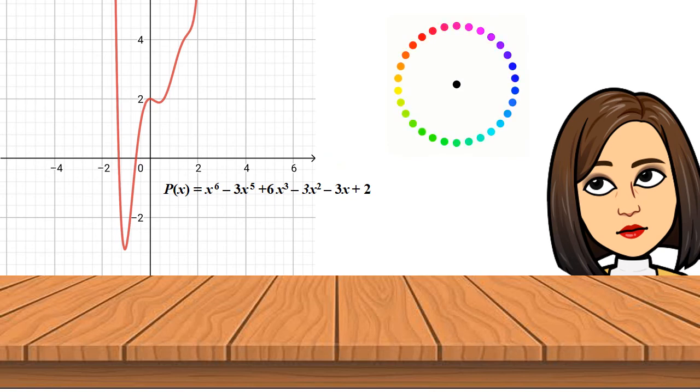This is the graph of our polynomial function p of x equals x raised to 6 minus 3 times x raised to 5 plus 6x cubed minus 3x squared minus 3x plus 2.